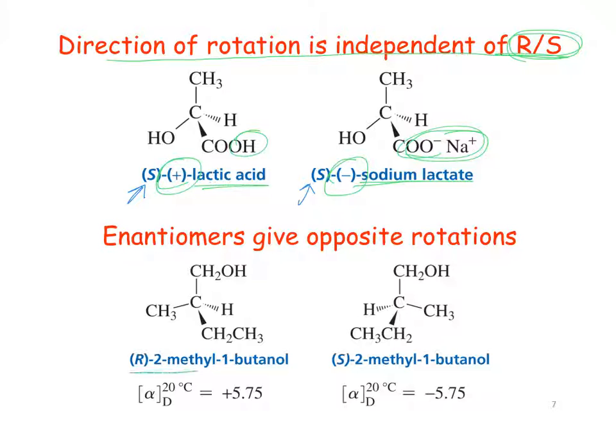If we had R 2-methyl-1-butanol versus S 2-methyl-1-butanol, these two are mirror images. They are enantiomers, and if we keep the light the same and the temperature the same, notice that the R compound has a specific rotation of plus 5.75. The S enantiomer has a specific rotation of minus 5.75. So these specific rotations can go anywhere from a small number up to a couple hundred. They can have quite a large range.